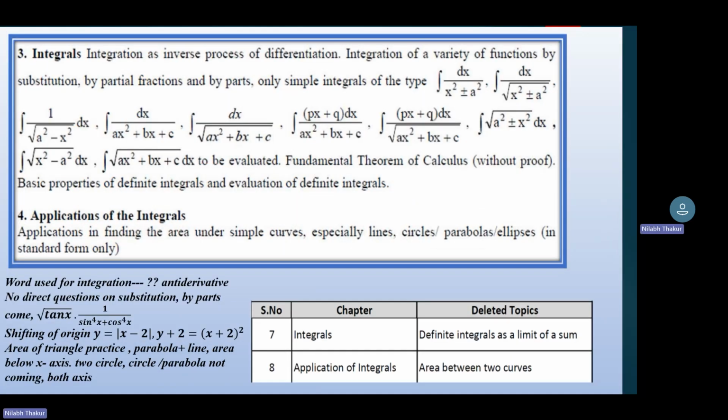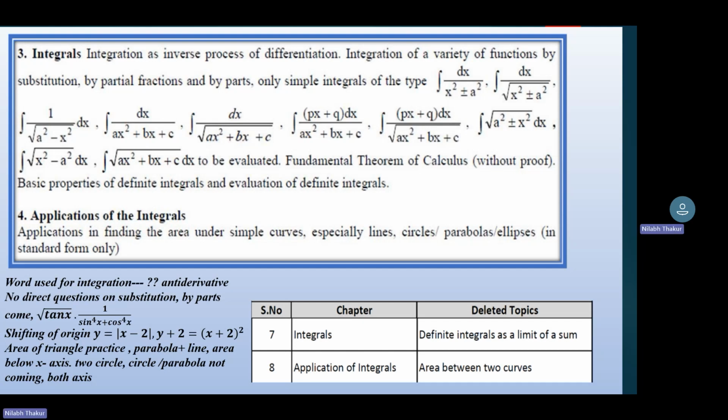Now coming to chapter numbers 7 and 8. Must read the NCERT. Two years back, a question was asked in the MCQ: what is another word for integration? So it is antiderivative, you all know. But many a time students use only the words derivative, differentiation and integration, so they are not very much aware of the other word, though it has been discussed in the NCERT textbook itself.